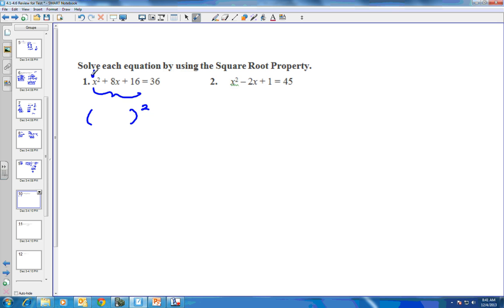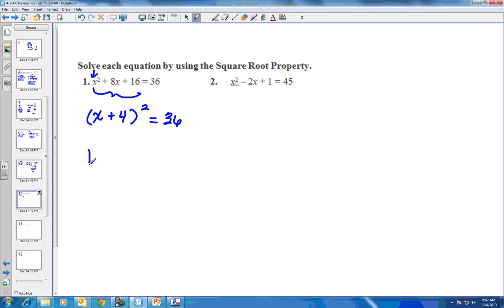So this is x plus, and it's always the square root of this one, 16. So the square root of 16 is 4. This is a perfect square trinomial. So this is another way to write x squared plus 8x plus 16 equals 36.